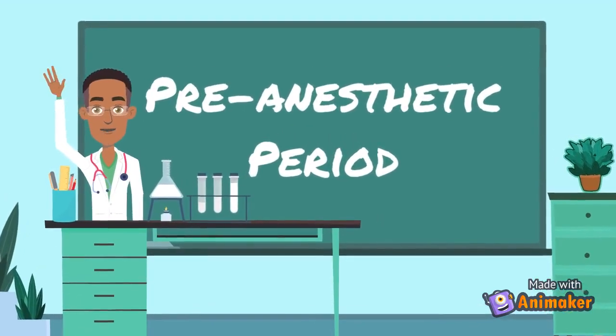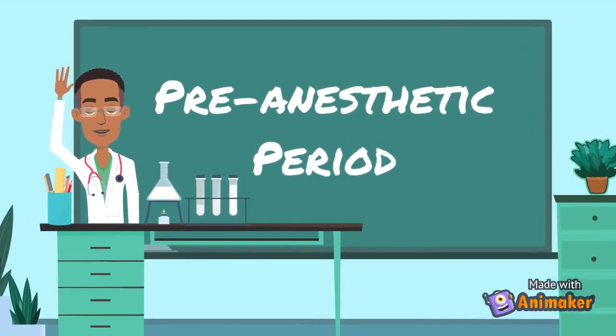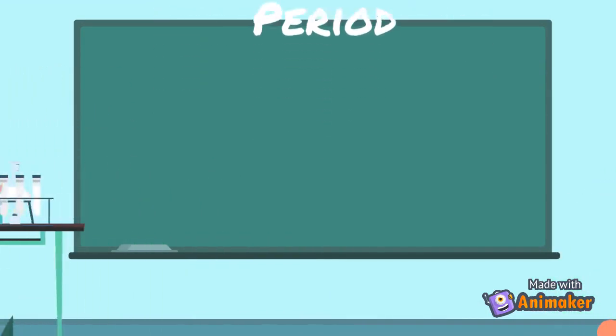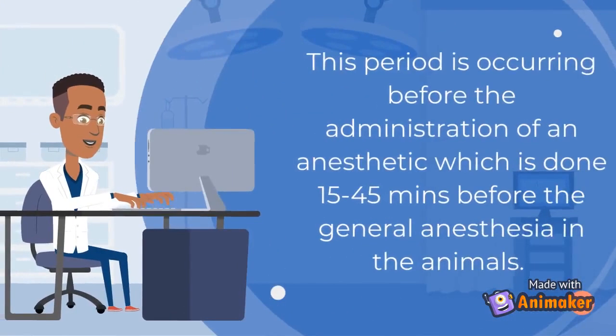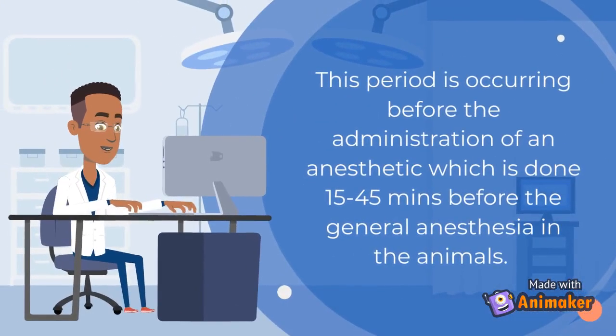General anesthesia can be broken down into three distinct timeframes, the first of which is the pre-anesthetic period. This period usually occurs before the administration of an anesthetic, which is done 15 to 45 minutes before the general anesthesia in the animals.